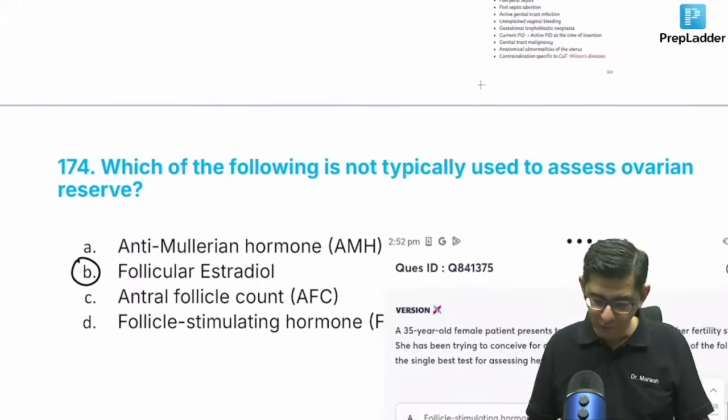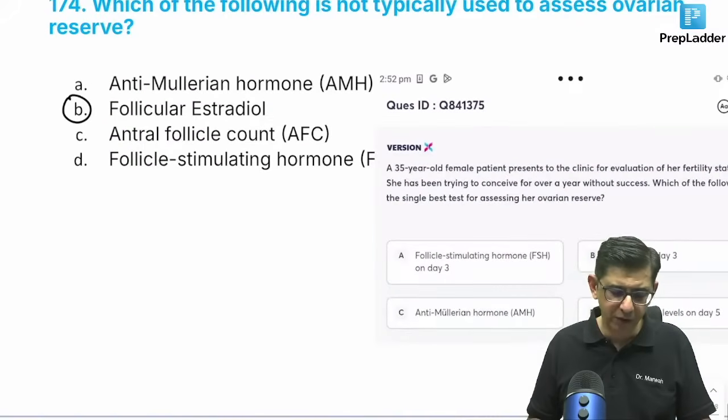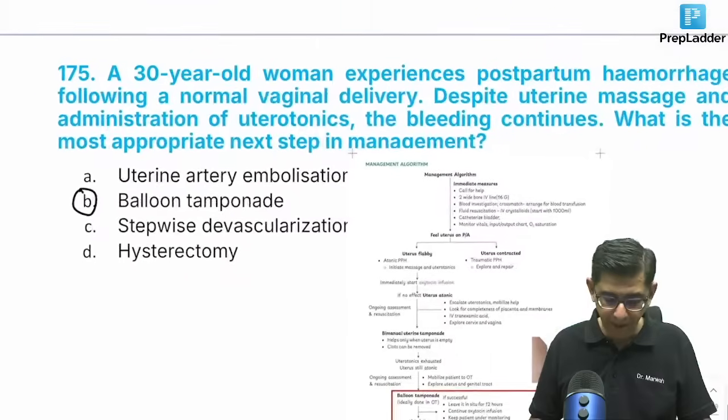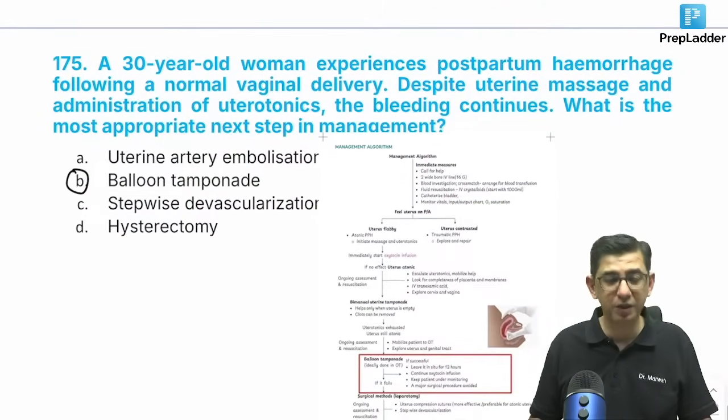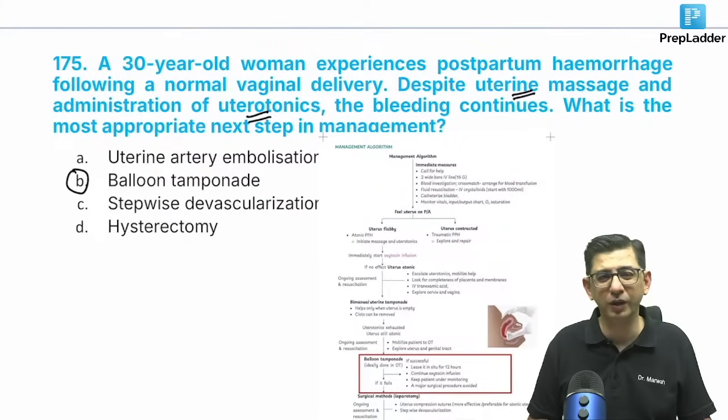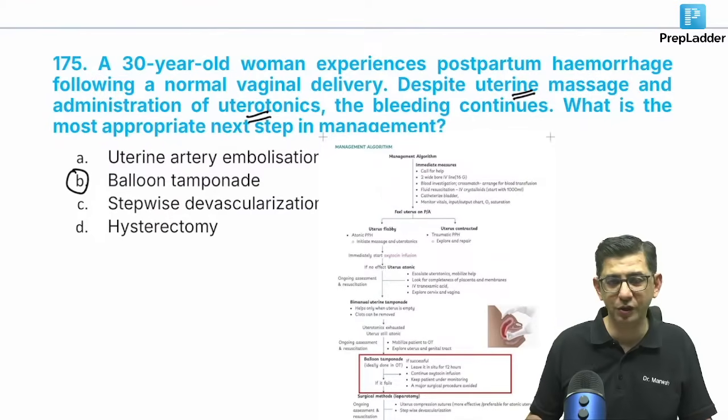And let's move to the next one. Not used to assess the ovarian reserve would be estradiol. The remaining part is what routine testing would be done. This came in the FMG exam, guys. That Bakri balloon question: you have done the uterine massage and given the uterotonics and still the bleeding is occurring. I think they're fixated on that process because that makes sense in the labor room. What step would you be doing? A lot of guys answered uterine artery embolization for the FMG exam, but that's the last step or the last resort that you have to do.